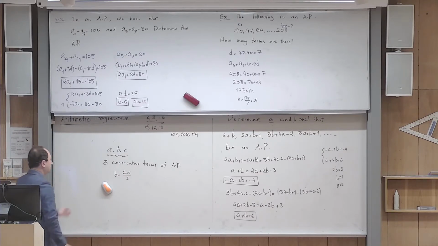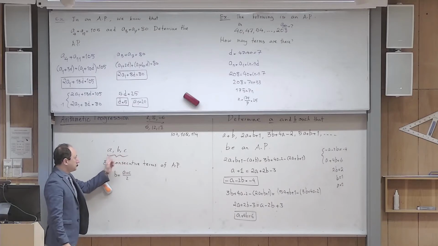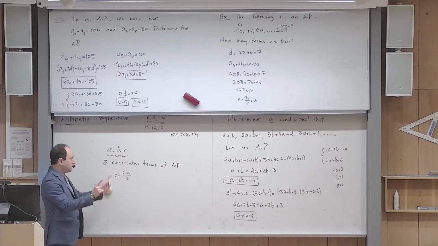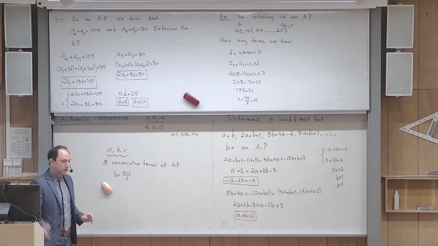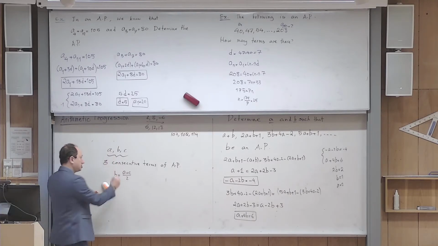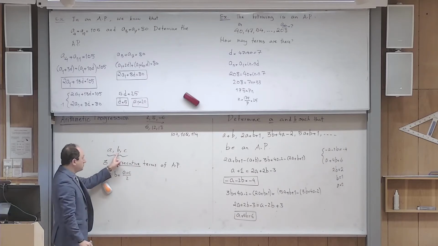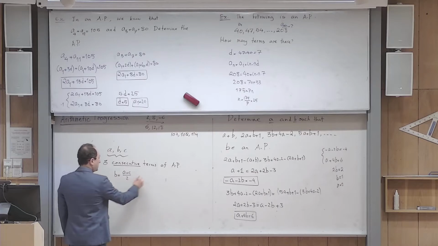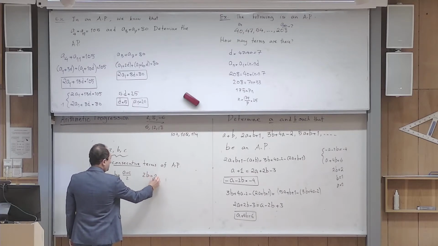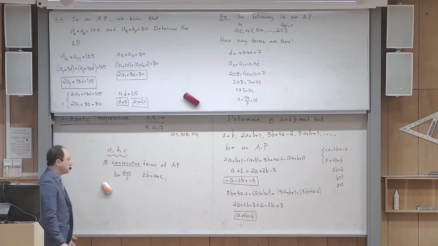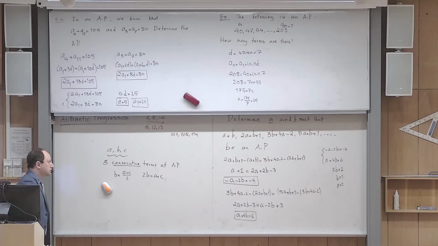If you have an arithmetic progression, if you look at 3 consecutive terms, it doesn't matter if it is at the beginning, in the middle, or in the end. So you have 3 consecutive terms, then the middle one is the average between these two. Or, in other words, 2 times the middle one is a plus c. The book is actually using this idea to solve the problem, but it shouldn't give me different answers.